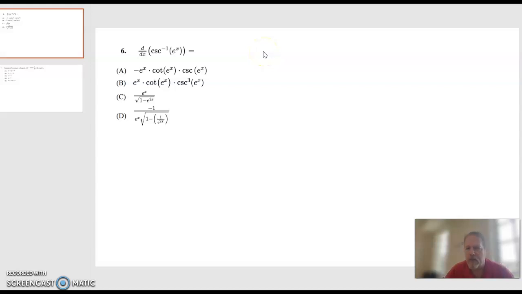I wanted to cover these because we didn't get to cover them in class, so let me show you how to do these. The derivative of cosecant inverse of e to the x. If it's just the derivative of cosecant inverse of x, that's easy. That's -1 over the absolute value of x, square root of x squared minus 1.